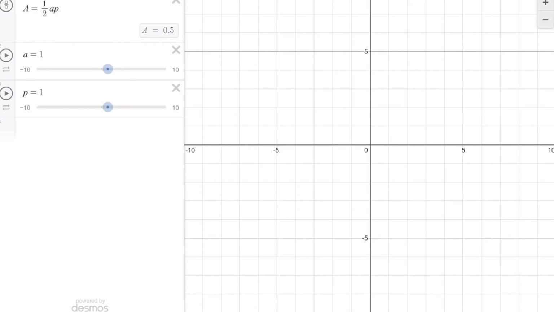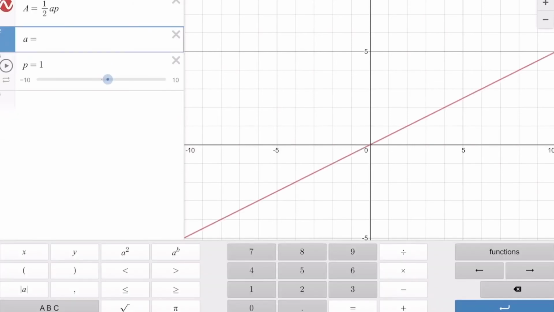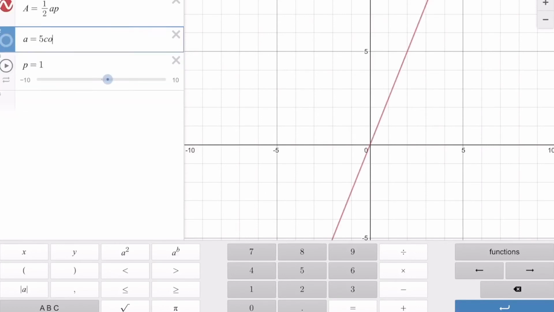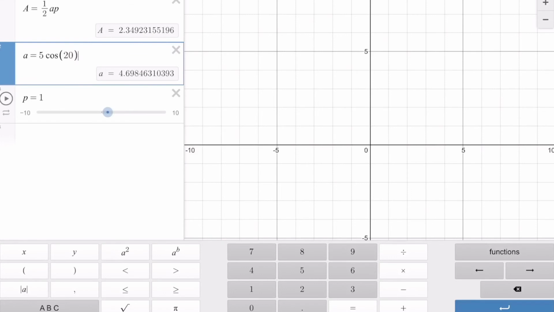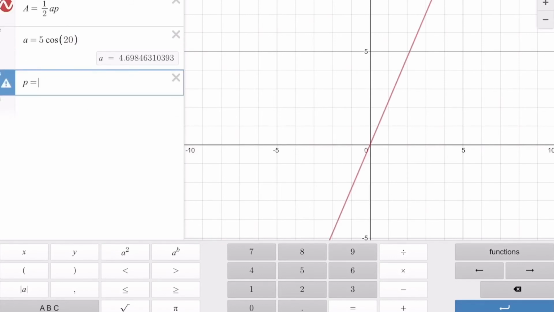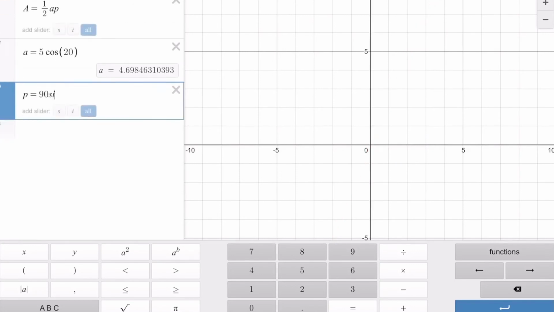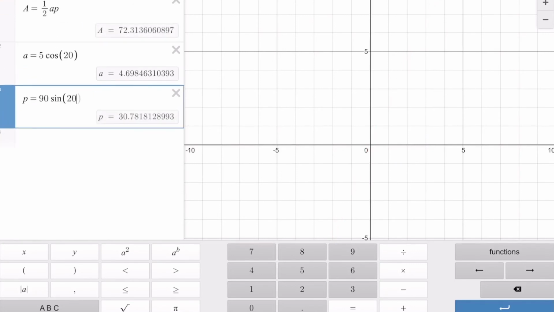So like my apothem, when I did this, came out to be 5 times the cosine of 20. And then my perimeter came out to be 90 times the sine of 20. So just type that in. And then all you do is you just look up to the original one up here. So my A is 72 point blah, blah, blah. It's just a really cool way. If you're using the Desmos Calculator, it just gets there so much easier.